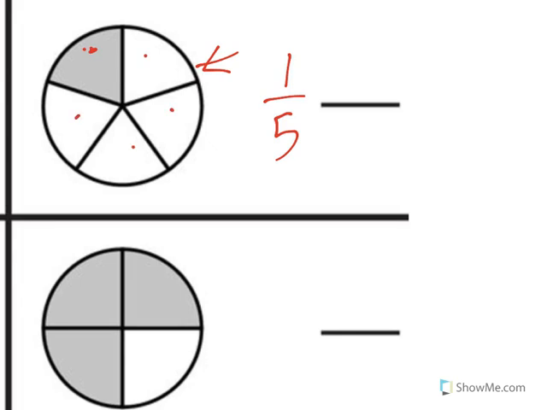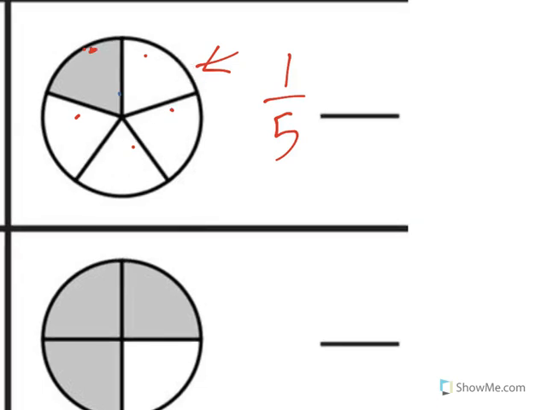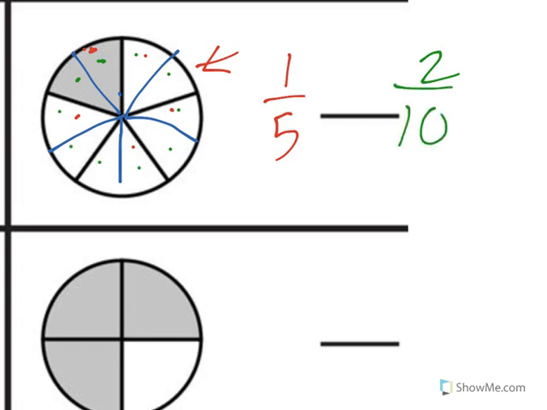An equivalent fraction for this would be when we take each one of these pieces and divide it into a smaller equal part. So if I divide it here, here, here, and here, let's look at it now. Now I have 2 pieces that are gray out of 1, 2, 3, 4, 5, 6, 7, 8, 9, 10. So an equivalent fraction would be 2/10. So 1/5 is equivalent to 2/10.